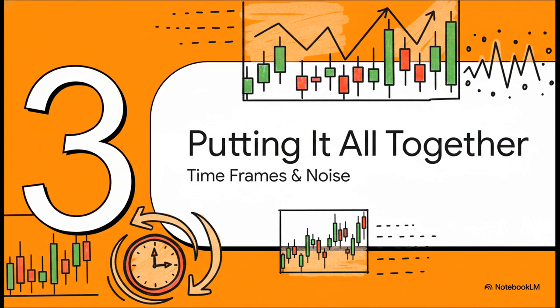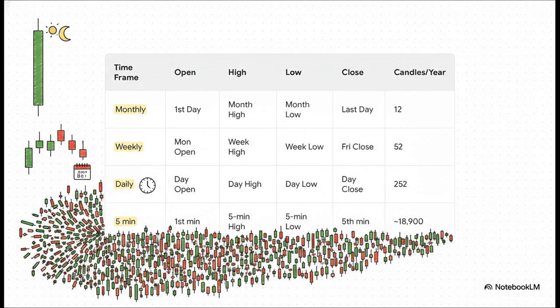Okay, so we can read one candle. That's awesome. But what happens when you string hundreds of them together on a real chart? Well, that's where the idea of time frames becomes absolutely critical. This is what's so cool. It's totally scalable. One single candle can represent a whole month, a week, a day, or just 5 minutes of trading. And check out the difference that makes. If you look at a year using monthly candles, you're only looking at 12 candles. Easy enough. But if you zoom all the way in to a 5-minute chart for that same year, you're suddenly looking at almost 19,000 candles. That's a lot of data.